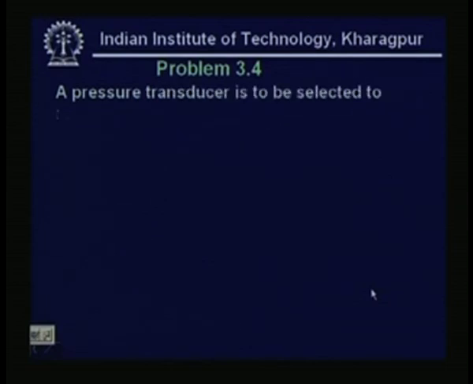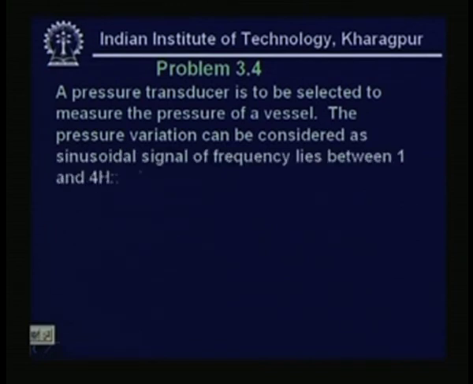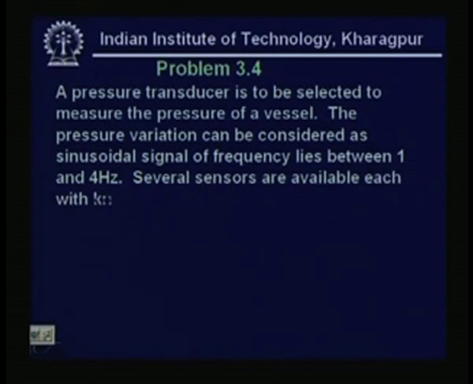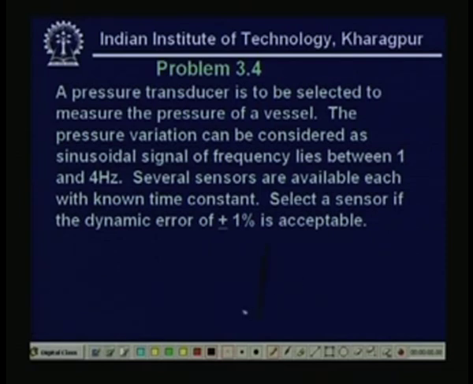a pressure transducer is to be selected to measure the pressure of a vessel, and the pressure variation can be considered as a sinusoidal signal, the frequency lies between 1 and 4 Hz. Several sensors are available, each with known time constant. Select a sensor if the dynamic error of plus minus 1% is acceptable. Now, you see it is a first order instrument, so there is no question of taking the plus 1%, because always it will go below.